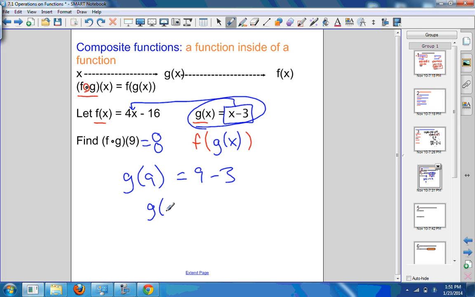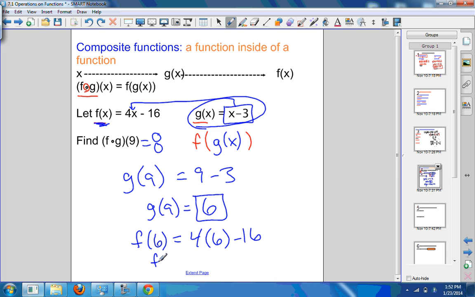Alright? So now if I take this value and I plug it in to my other function, my f of x function now, and find f of 6, I should get the same answer. 4 times 6 minus 16. So f of 6 is equal to 24 minus 16, which is also equal to 8. So there's 2 different ways we can figure out composite functions.